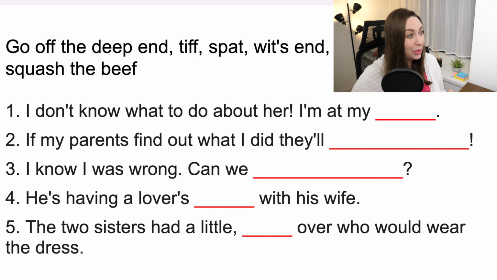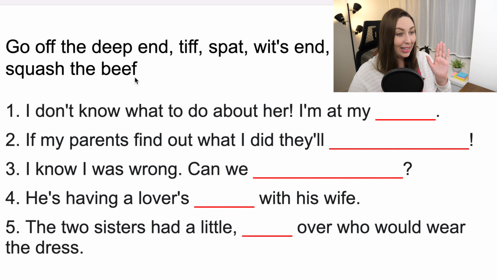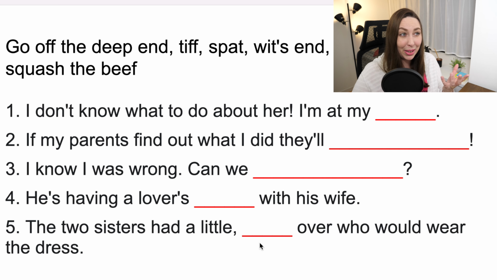Okay, so we have some questions here. We're going to use go off the deep end, tiff, spat, wits end, and squash the beef. Okay, so we're going to use each one only once, and we're going to fill in the blanks here. So I hope you remember the meanings and when to use each of these. All right, there are 5 questions. Let's try question number 1 together.